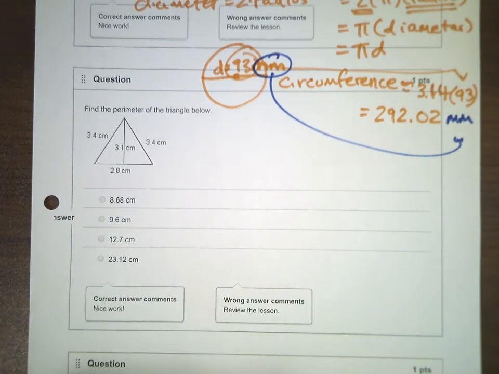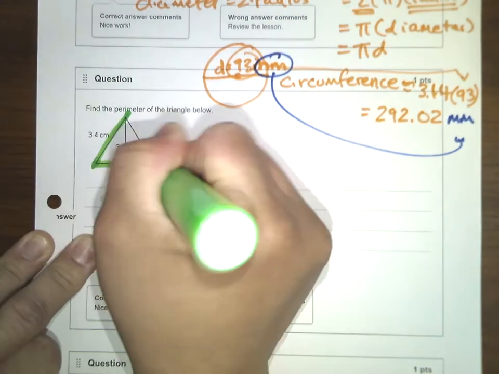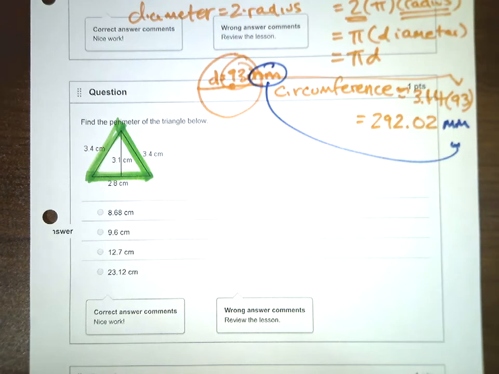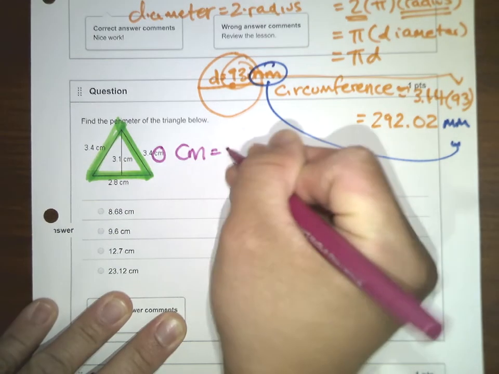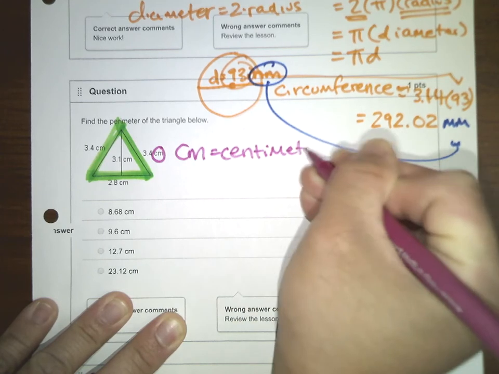All right, let's try another one. Find the perimeter of the triangle below. Remember, the perimeter is the distance around the triangle. So they tried to fool you here by giving you the height or the altitude of the triangle, 3.1 centimeters. Remember, again, the CM stands for centimeter. So let me write that down here before we forget: CM is centimeters.